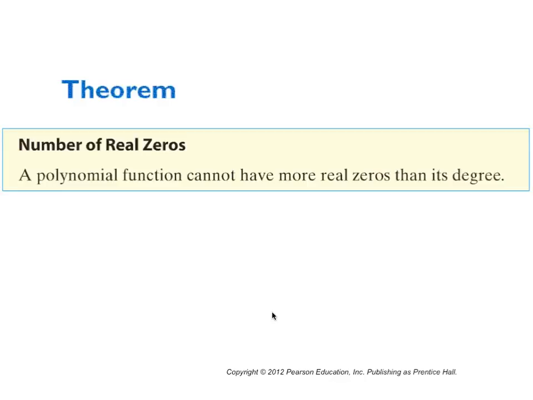Okay, there's also a theorem that tells you the number of real zeros. What that basically says is that a polynomial function cannot have more real zeros than its degree.